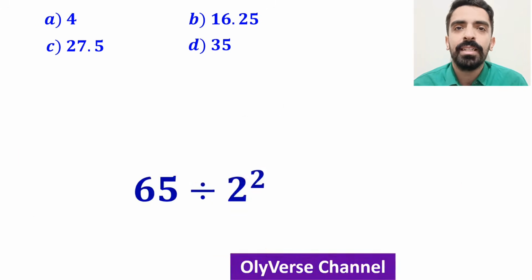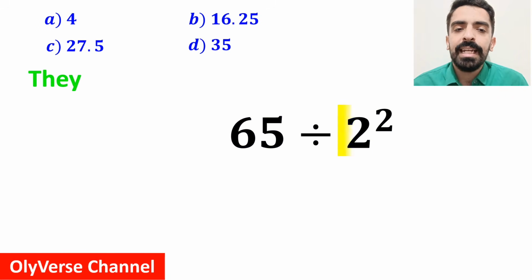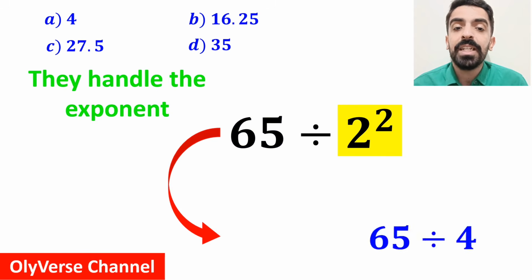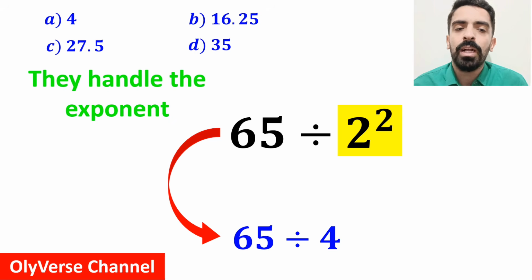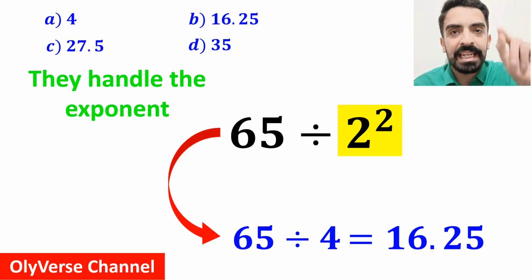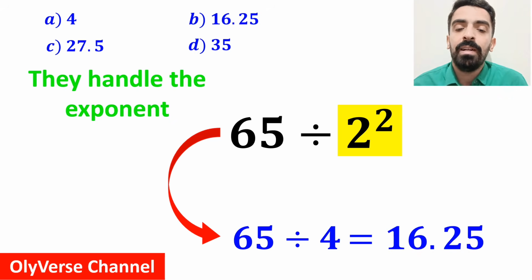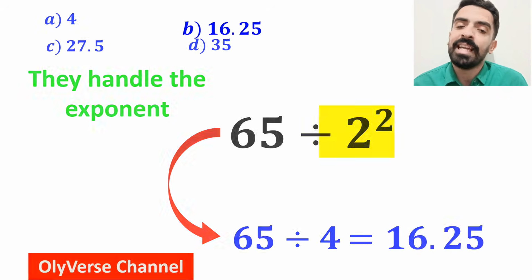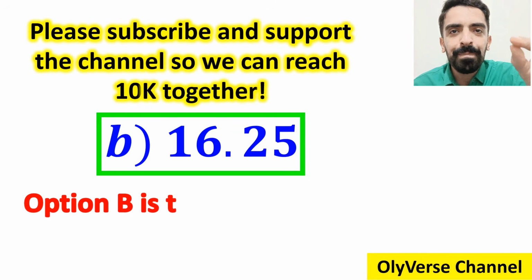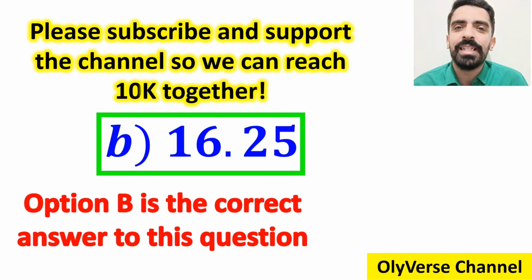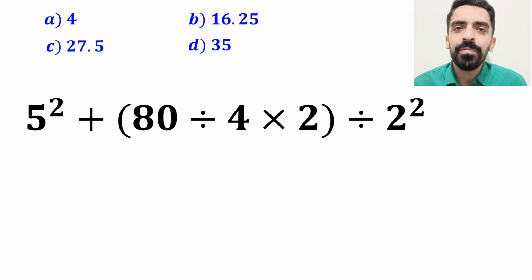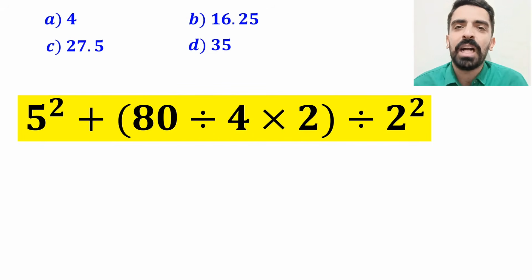Next, they perform the addition between 25 and 40 and simplify this expression to 65 divided by 2 squared. And the final step, they handle the exponent and write this expression as 65 divided by 4, which ultimately gives them the answer 16.25. And immediately, they conclude that option B is the correct answer to this question. But I have to say we were tricked and it's not the correct answer to this question. Alright, now let me show you how to solve this expression properly.